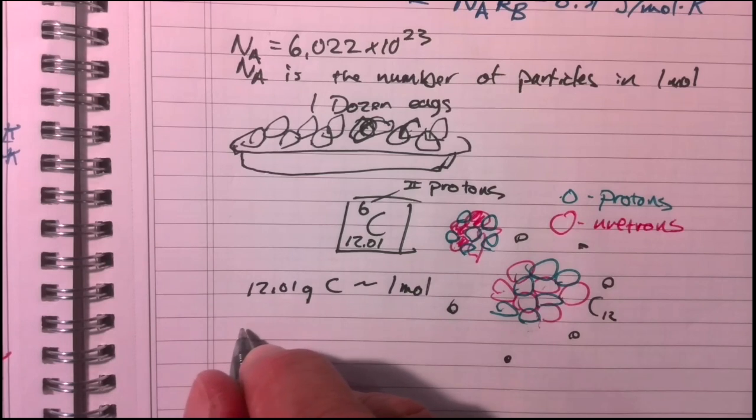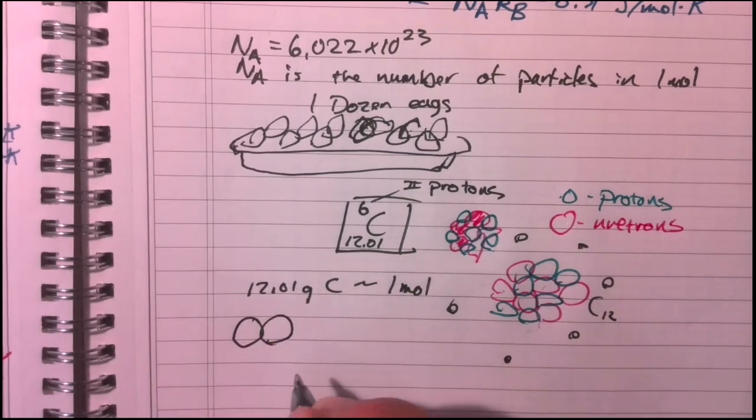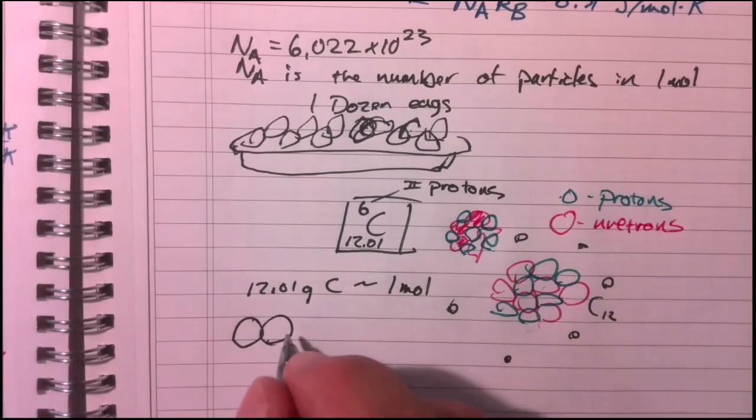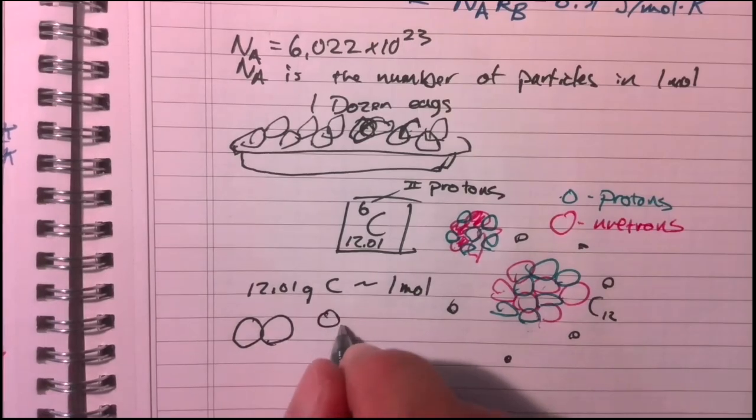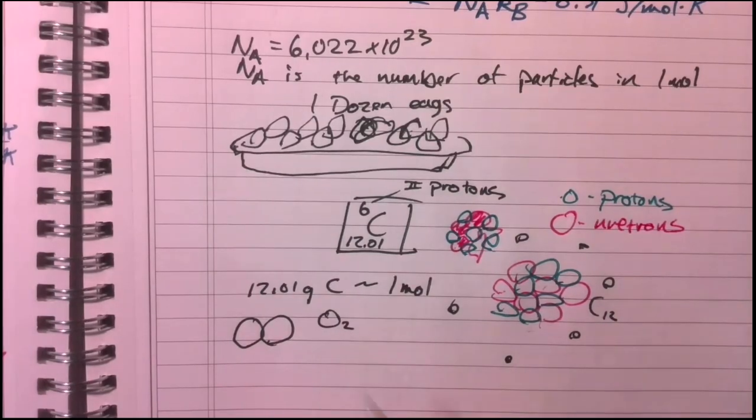Now, oxygen never exists by itself, usually. It's very rare to just have a single oxygen atom floating around. If you have oxygen in the atmosphere, it's always O2. Most gases exist as a diatomic molecule.